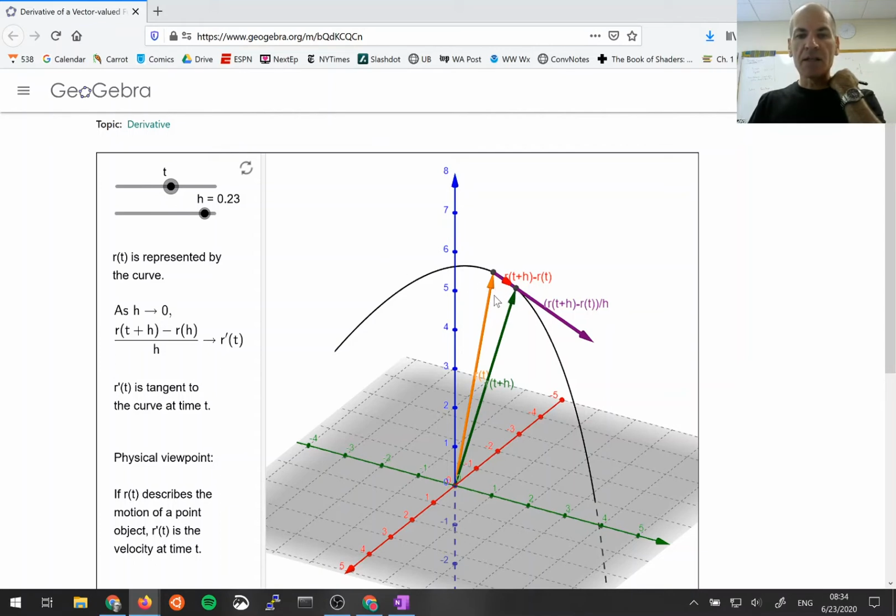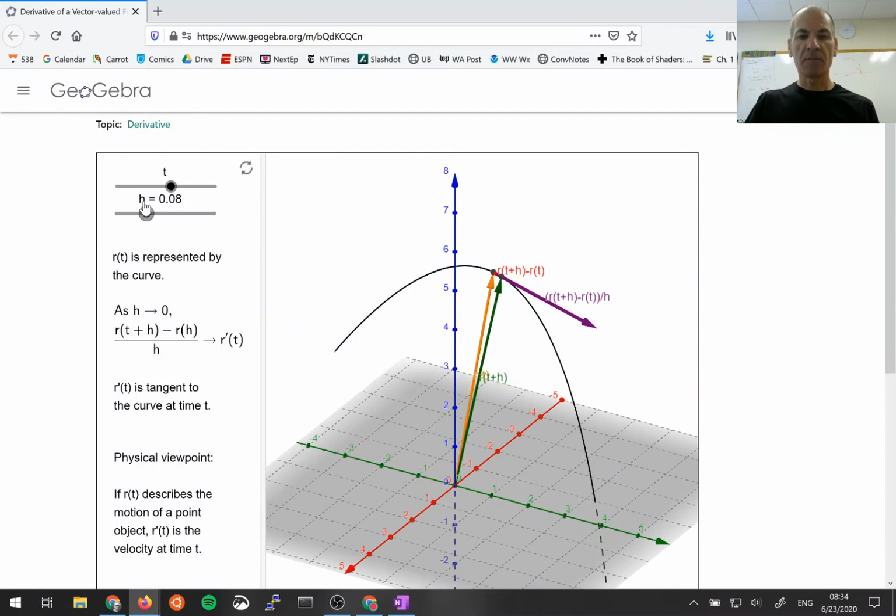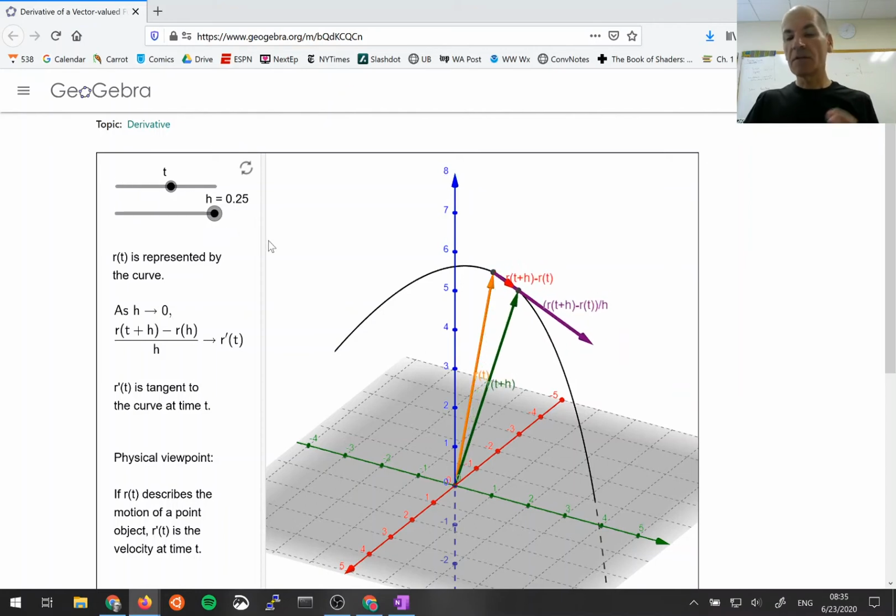And you can see that when the orange vector and the green vector are close together, that corresponds to small h's. So if I make h smaller, close to 0, the orange and the green vectors get close to each other. And if you look really closely at the purple vector, you see that it starts to point in a direction tangent to the curve at time t, or at position r of t. And this is the big idea.